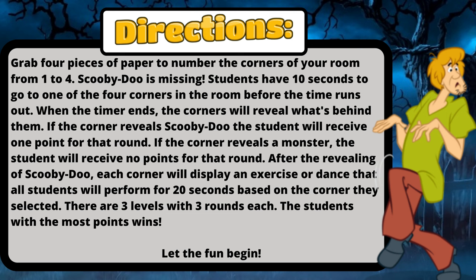If the corner reveals Scooby-Doo, the student will receive 1 point for that round. If the corner reveals a monster, the student will receive no points for that round. After the revealing of Scooby-Doo, each corner will display an exercise or dance that all students will perform for 20 seconds based on the corner they selected.